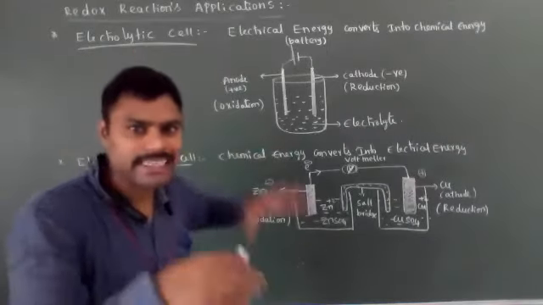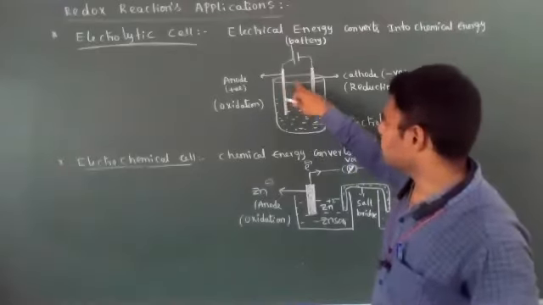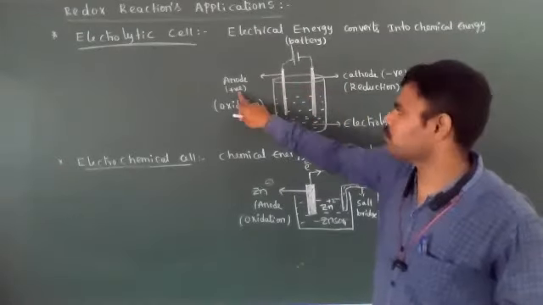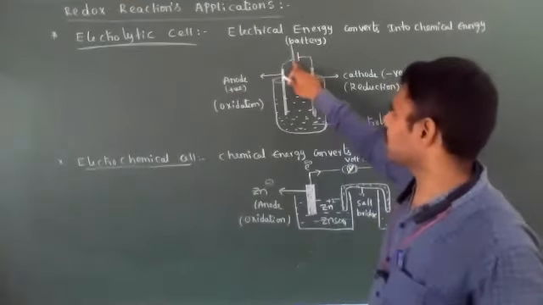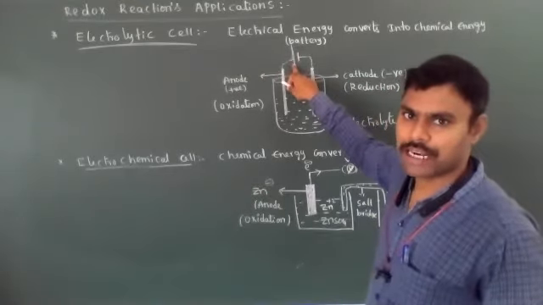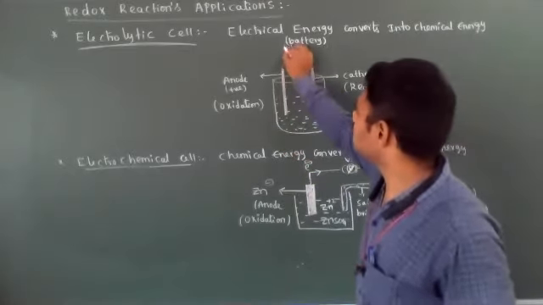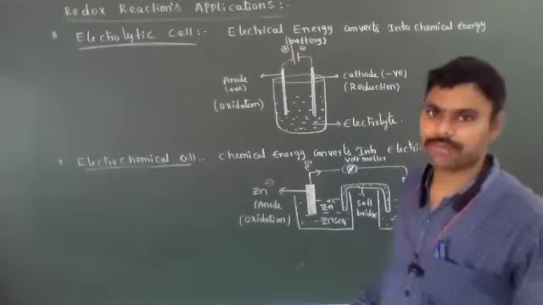So in that electrolytic cell, the construction is like this. Two electrodes are present. One is the anode, the second one is the cathode. The anode is the positive electrode and the cathode is the negative electrode. Both electrodes are connected with a battery, with the positive and the negative terminals.